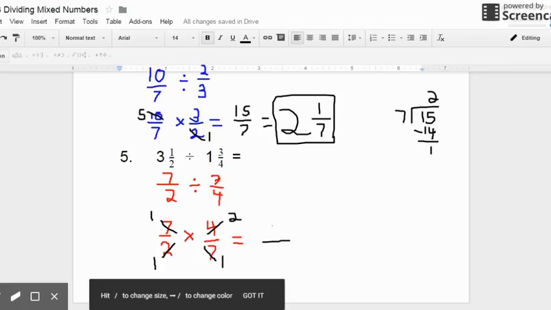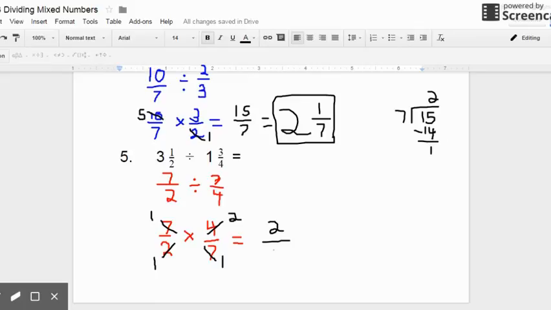So let's go and do the multiplication. We get 2 over 1, because 1 times 2 is 2, and 1 times 1 is 1. And then, of course, do the division. 2 divided by 1 is 2. There is no fraction, so we simply have a whole number. That is our answer of 2.